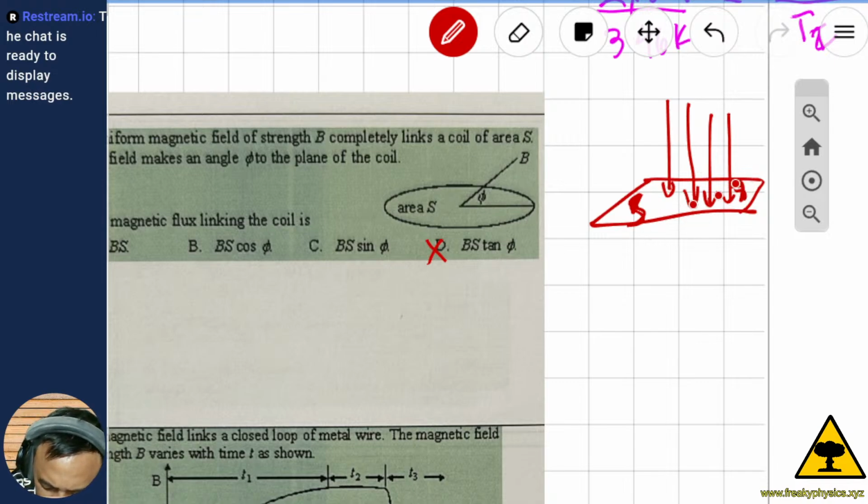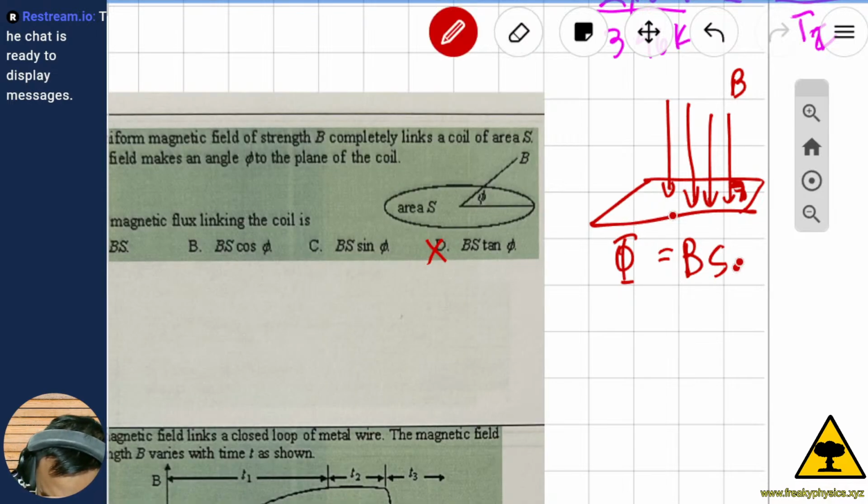In this case, the magnetic flux here would be equal to, this is magnetic field strength B, that's just going to be BS. You know what? I'm going to change that to A just to make it more consistent. I think S is specifically for this case. So let's do A here and A here.